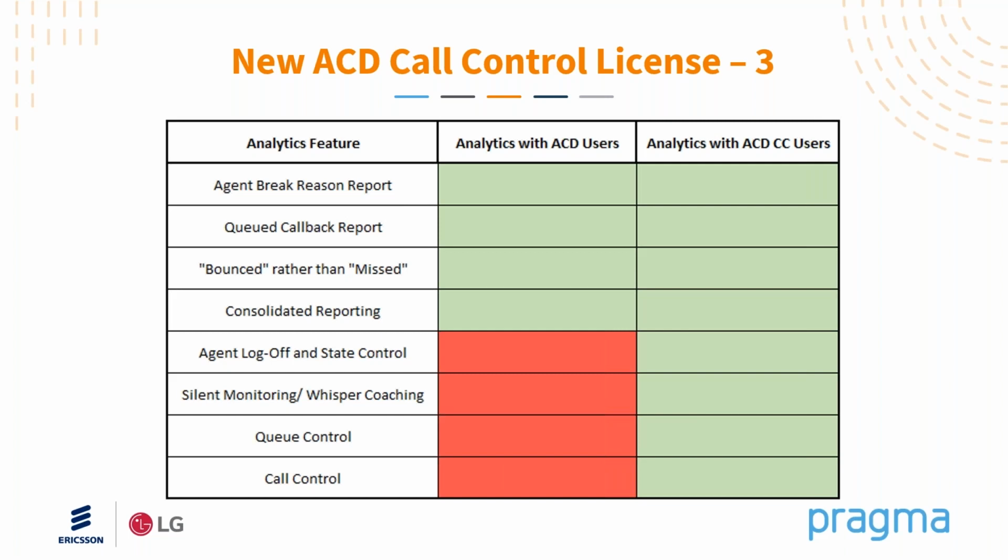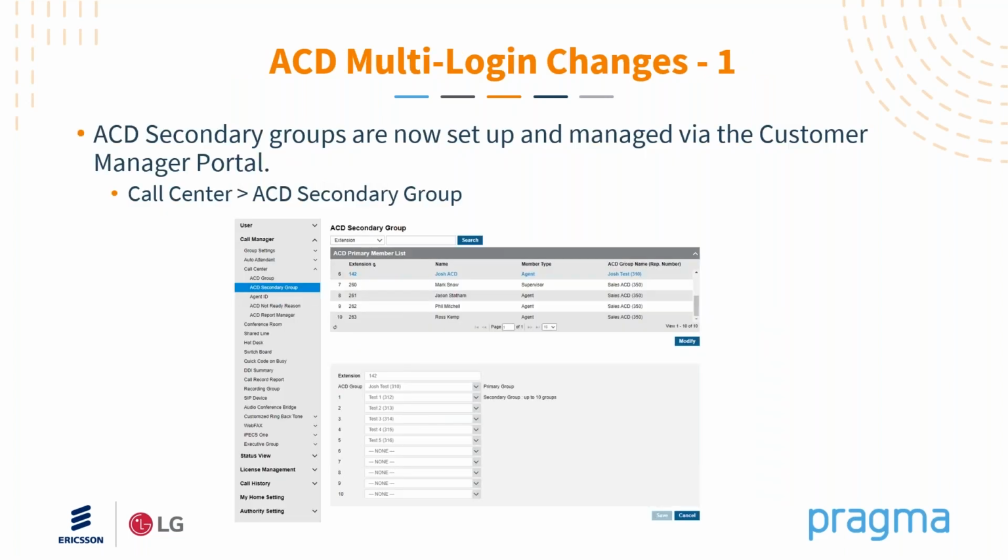Ethan's going to be covering the analytics, and he's got a bit more detail on this, I think, in his slides. So, ACD secondary groups. We did send out a mailer about this earlier in the week, I think on Monday, so a couple of days ago. Something you need to think about is that the way ACD secondary groups are programmed is going to change in version 6.